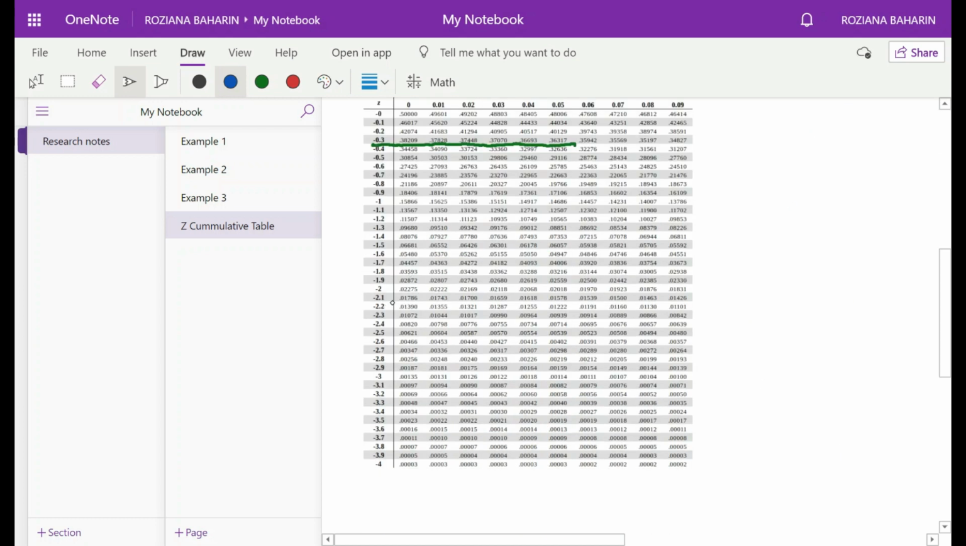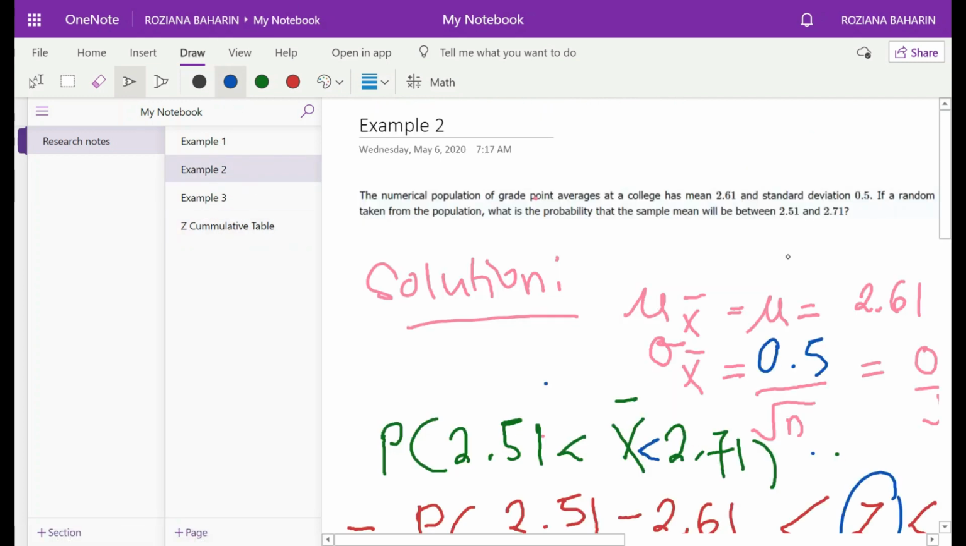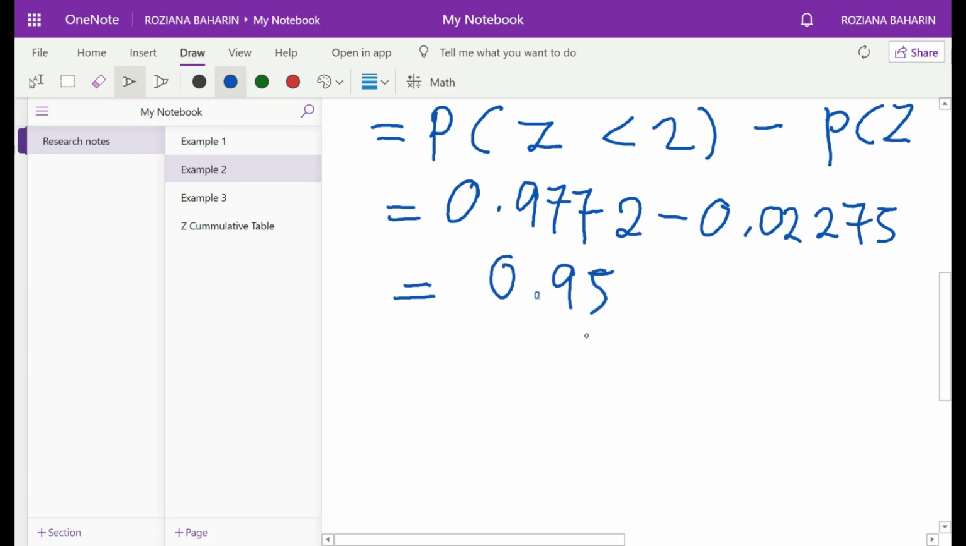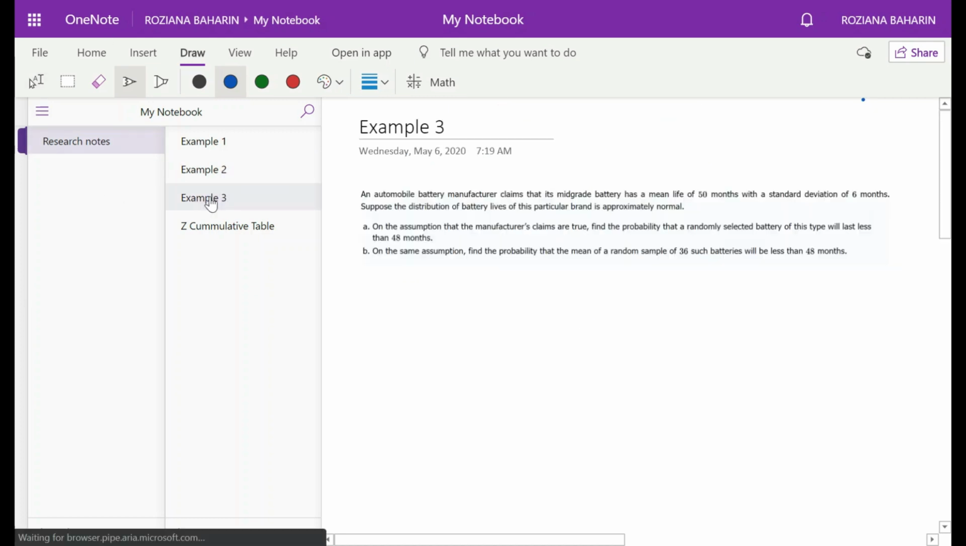So your 2 is 0.02275. Okay, so you write here 0.02275. So as you calculate, you should be getting 0.9544. So we already settled for this question. Alright, so we move to example 3.